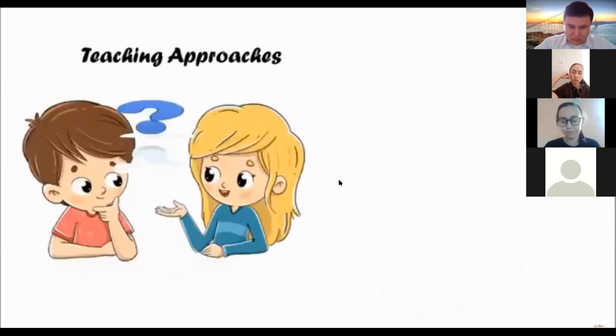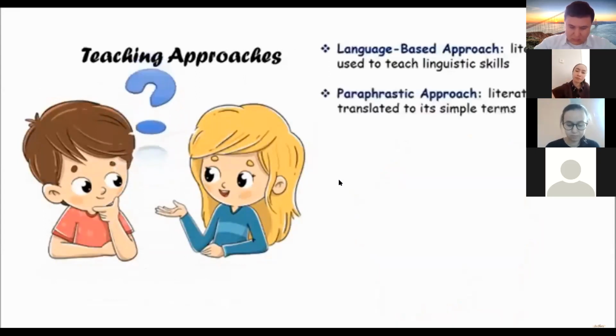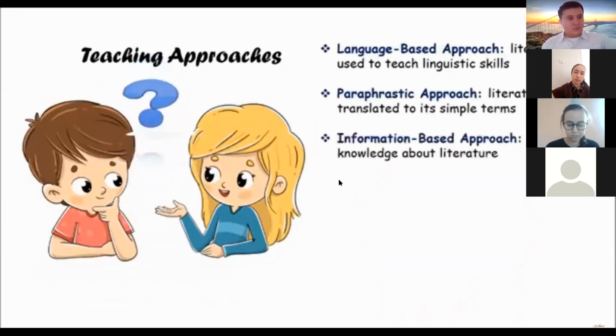In summary, there are 6 approaches to the teaching of literature. These are the language-based approach, where literature is used to teach linguistic skills, the paraphrastic approach, where literature is translated to its simple terms, preferably L1, to explain its meaning, the information-based approach, which teaches knowledge about literature.